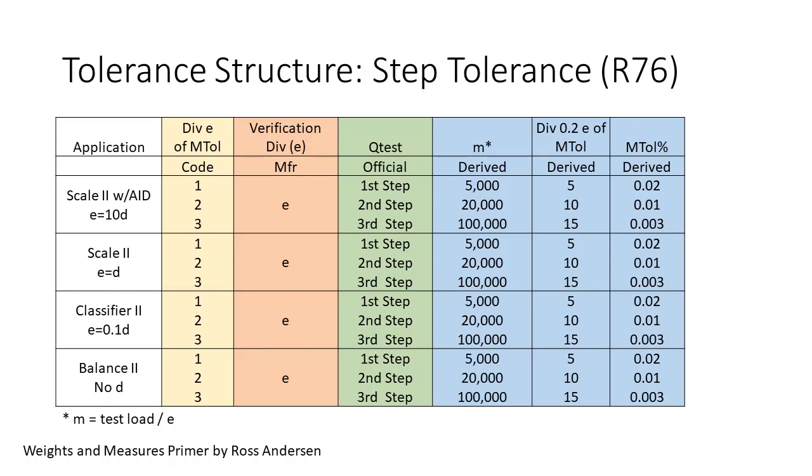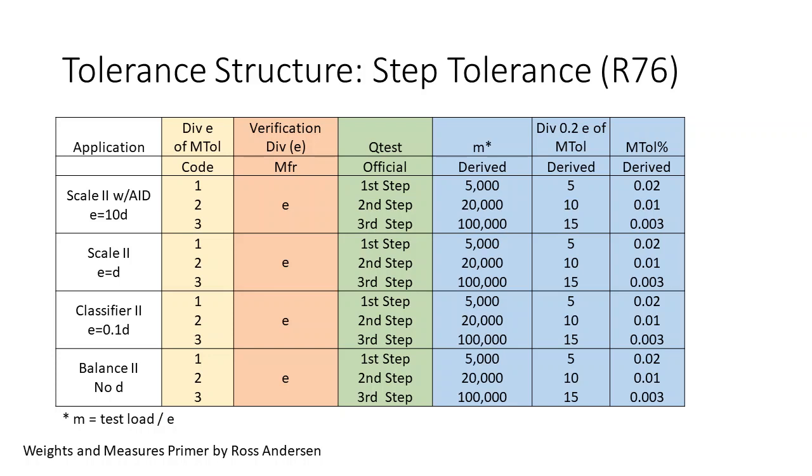We need one additional derived column to allow us to find the tolerance and percent tolerance. This column is M, which R76 defines as test load divided by E. I've included the maximum value for test load in the table for each step. R76 does not use the letter N here, since N is reserved for classification and the unique value, capacity divided by E. In the previous table, the official chose E to resolve the error to at least 1/5 of the maintenance tolerance. Here, the manufacturer picks E to define the tolerance.